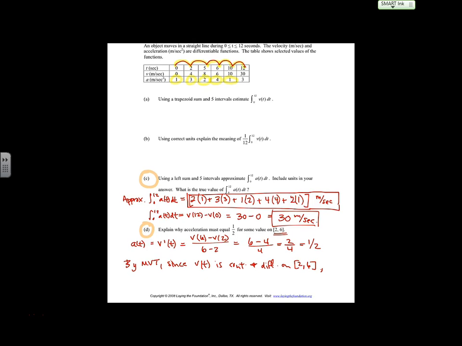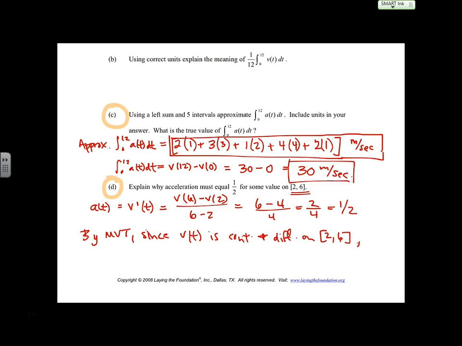And we can sound really smart just by using their wording. Acceleration must be 1/2 for some value. You're like, where's your work? It's right there. I proved it.